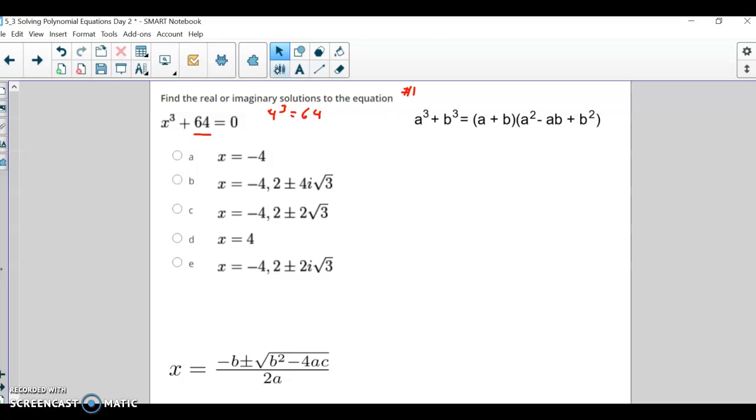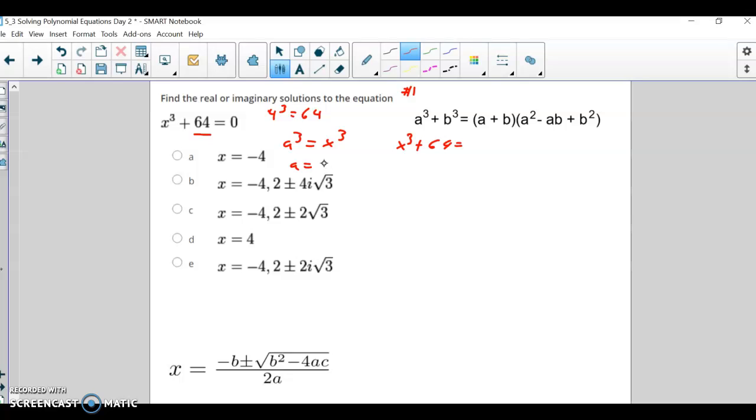And so basically what we have is x cubed plus 64, and we want to factor that apart. So the a cubed represents x cubed. And so logically, if a cubed is equal to x cubed, then a must be equal to just x, right? You could cube root both of these. That'd be a way to figure this out. But basically, a is going to equal x, right?